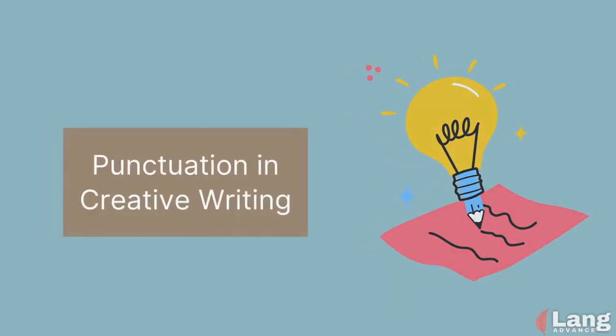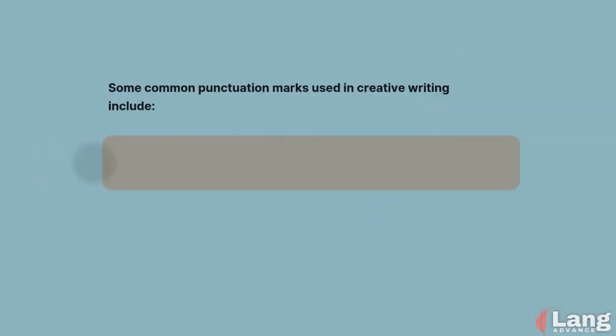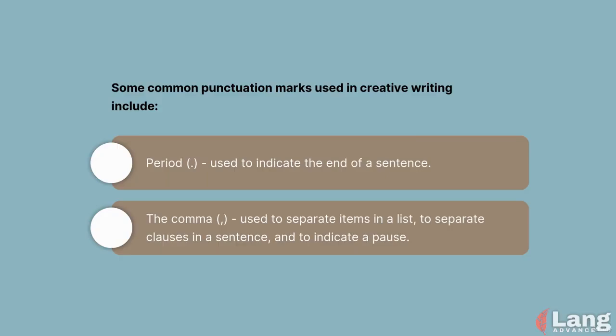Punctuation in creative writing. Punctuation is crucial in helping writers convey their intended meaning to readers. Proper punctuation can enhance a piece's clarity, tone, and flow, while improper punctuation can muddy the message. Some common punctuation marks used in creative writing include the period, used to indicate the end of a sentence. The comma, used to separate items in a list, to separate clauses in a sentence, and to indicate a pause.